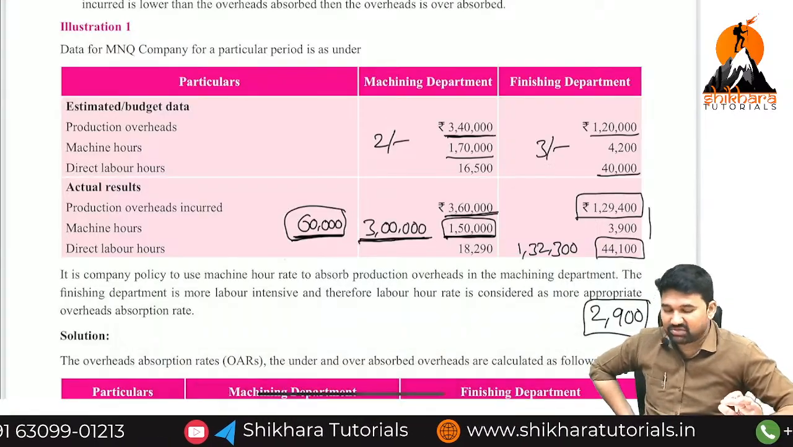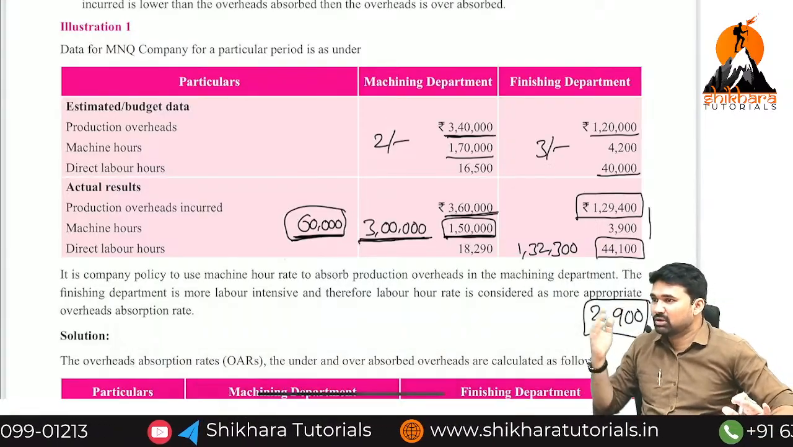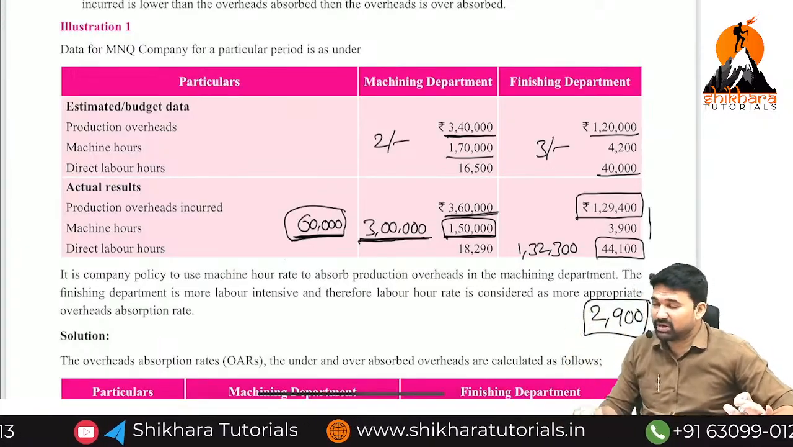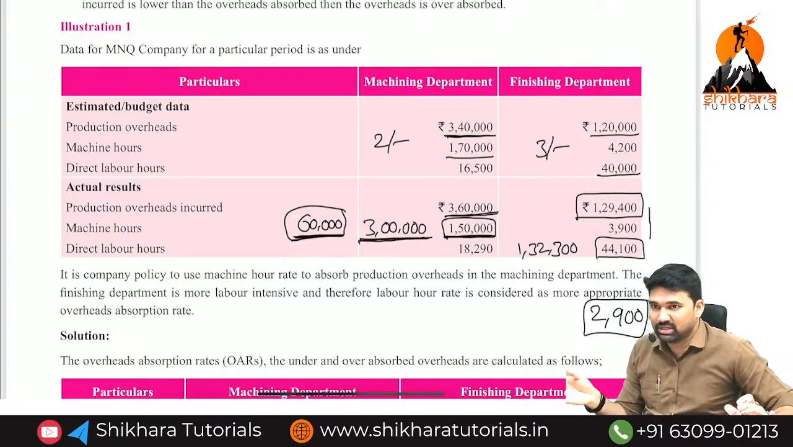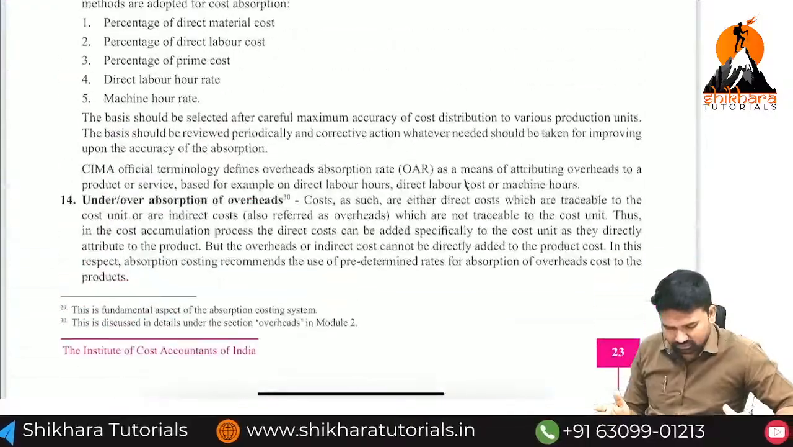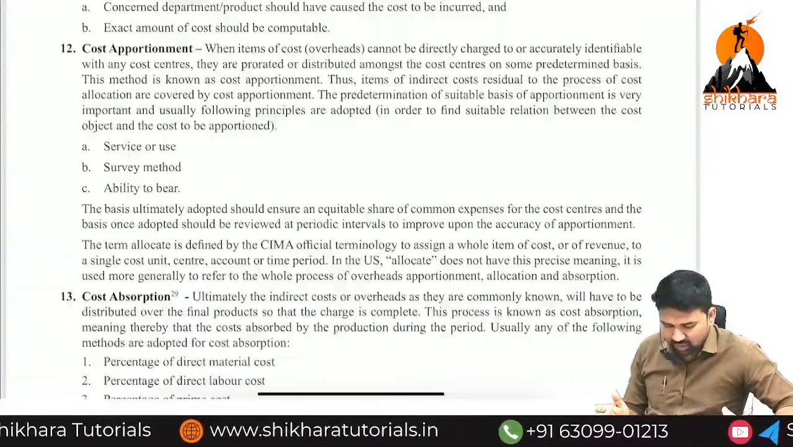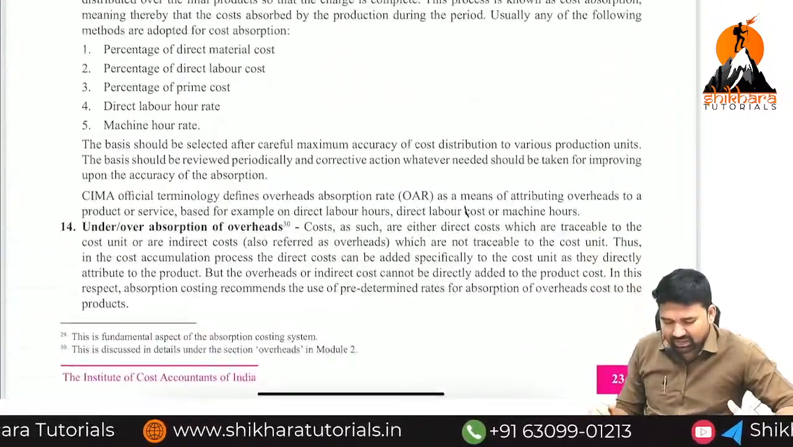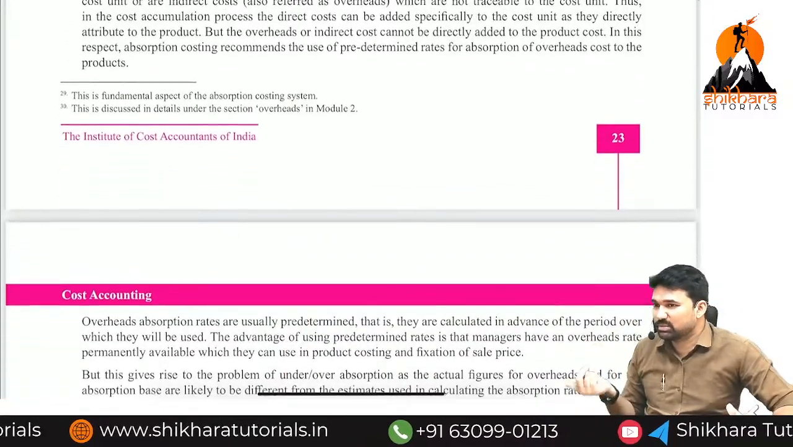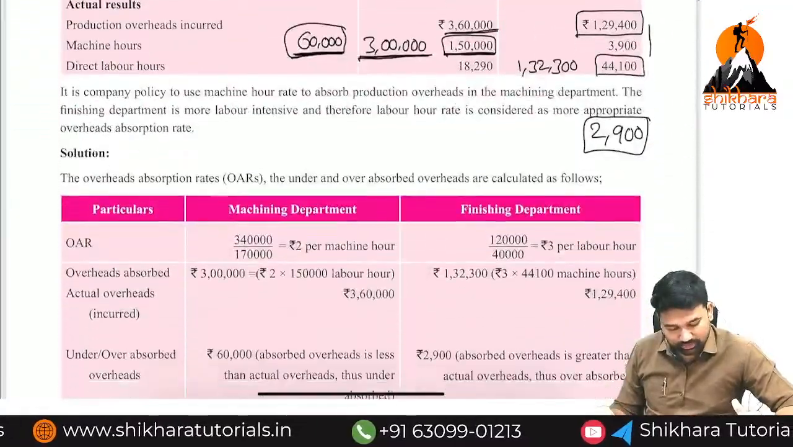This is the discussion with respect to under absorption, over absorption, cost allocation, cost apportionment, cost absorption. And in cost absorption, two cases: under absorption, over absorption.